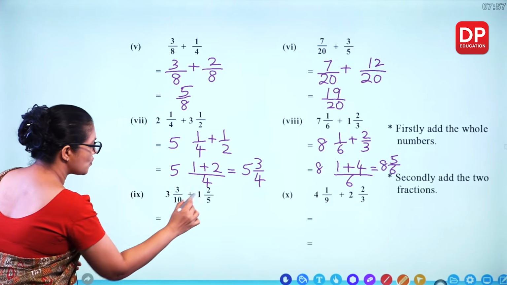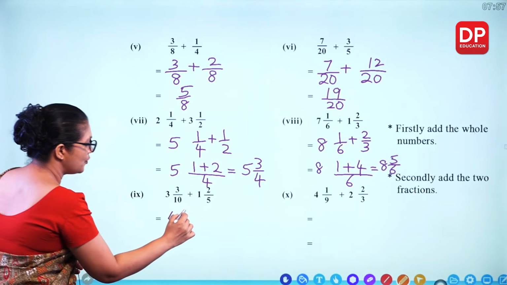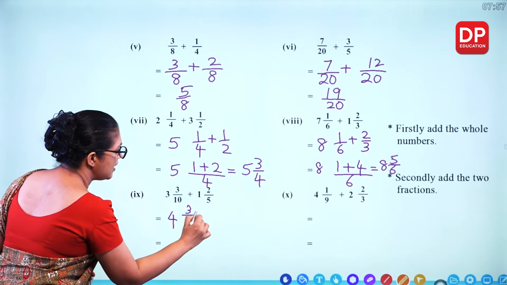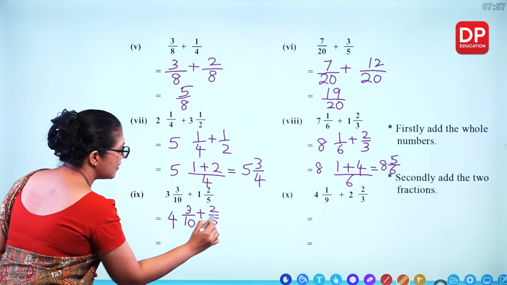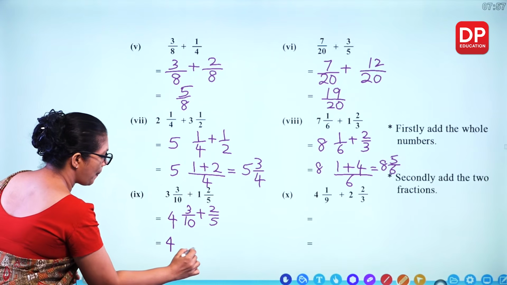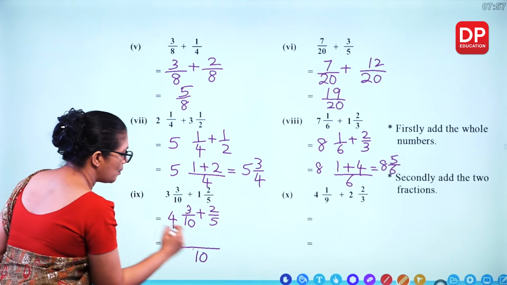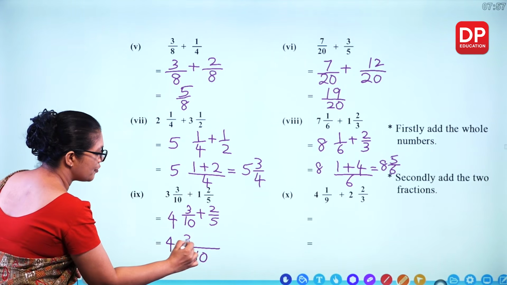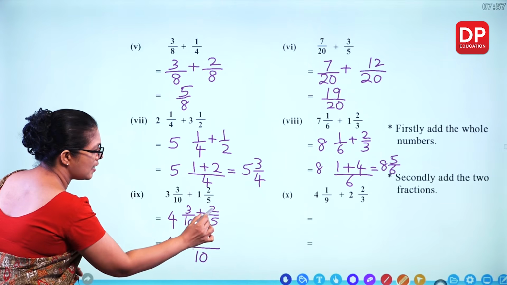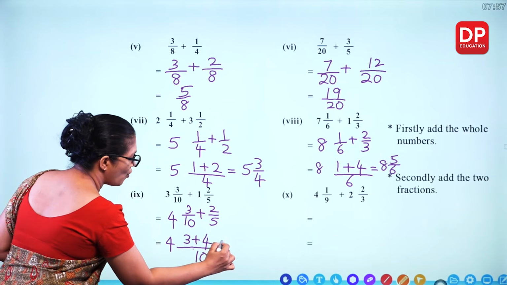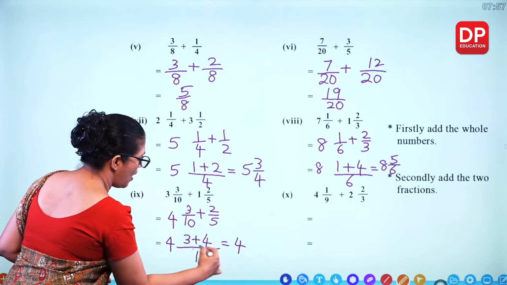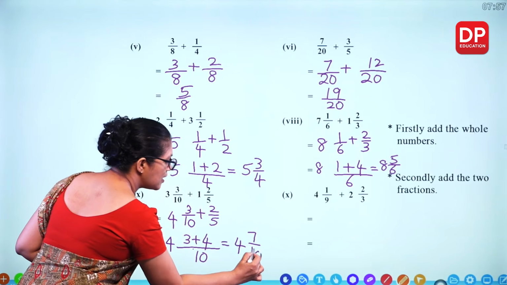This one, 3 plus 1, 4. You need to add 3 over 10 and 2 over 5. Convert to the same thing. That's 10 is the lowest common multiple. So 3 plus 2 times 5, 10, 2 times 2, 4. So you get 4 and 7 over 10.